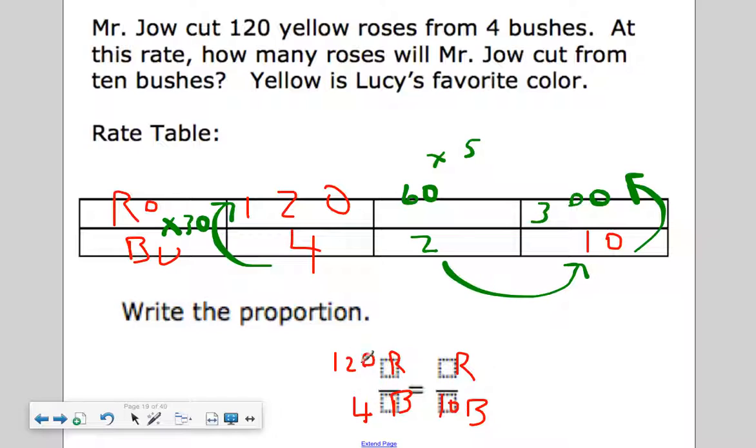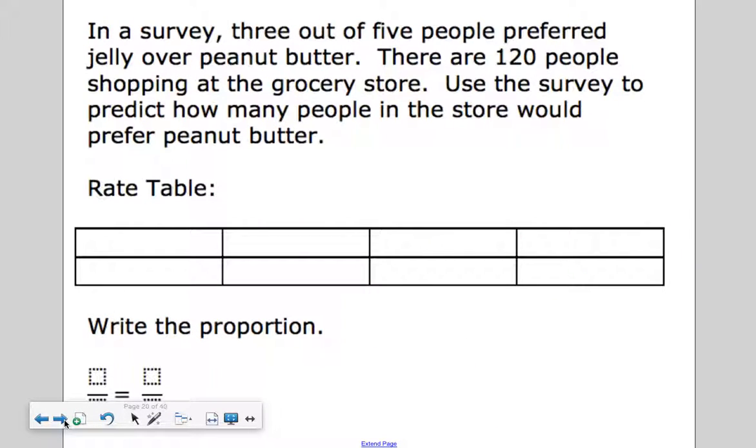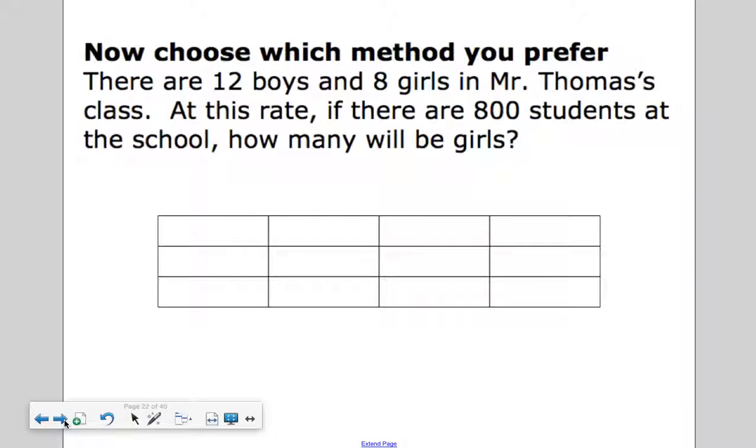Can 4 go into 120 times 30? So 10 times 30 is 300. So sometimes you can go within, look up and down, or sideways. It's your preference. Let's get to this one.